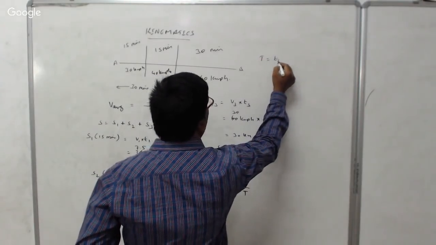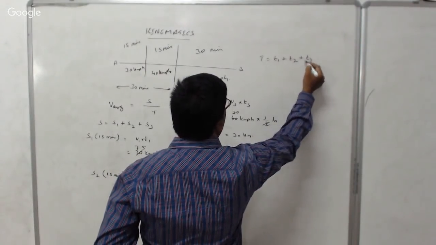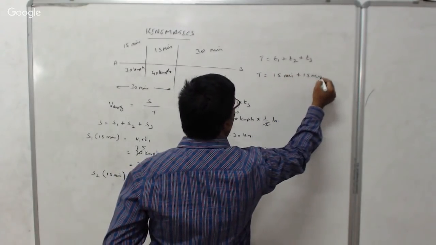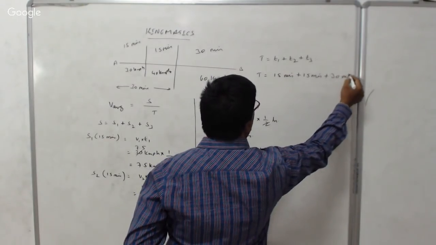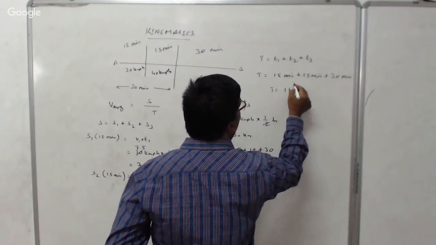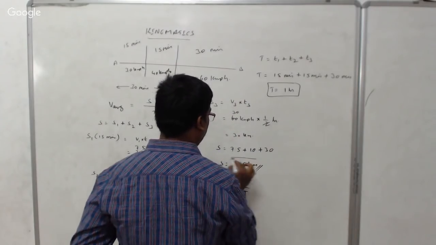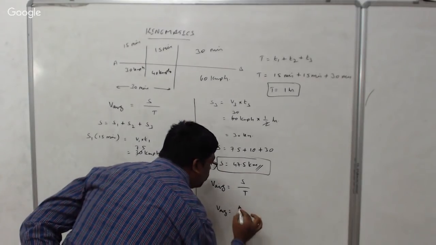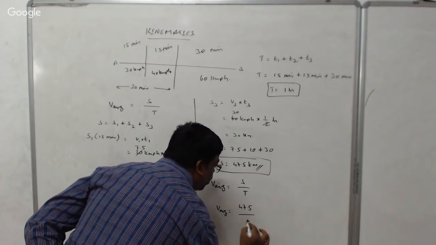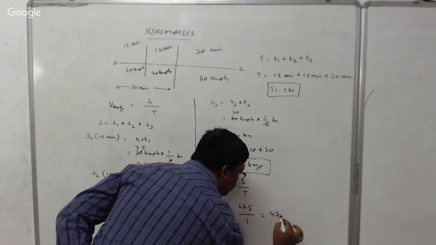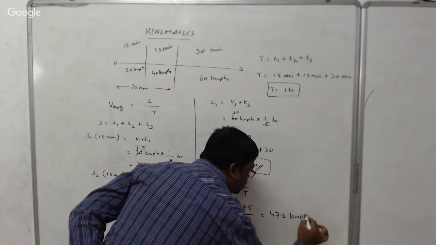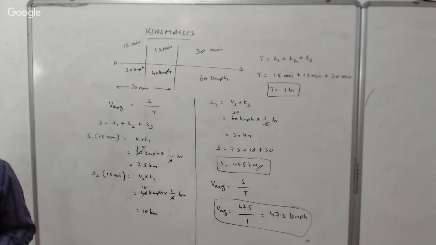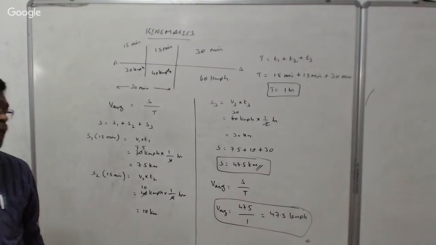Total time T is equal to T1 plus T2 plus T3. That is 15 minutes plus 15 minutes plus 30 minutes, which is equal to 1 hour. Time is 1 hour here. Then average speed is equal to 47.5 by 1, which is equal to 47.5 kilometers per hour. This is how it is to be calculated.